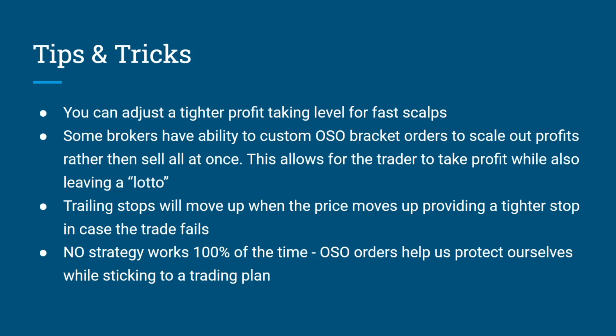Some brokers have the ability to custom OSO bracket orders to scale out of profits rather than sell all at once. This allows for a trader to take profit while also leaving a lotto. Trailing stops will move up when the price moves up, providing a tighter stop in case the trade fails. And let's keep in mind that there's no strategy that works 100% of the time. OSO bracket orders help us protect ourselves while sticking to a trade plan.